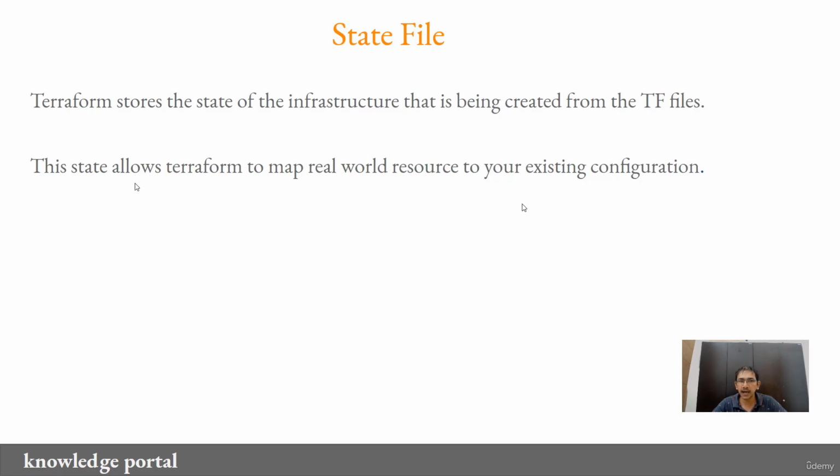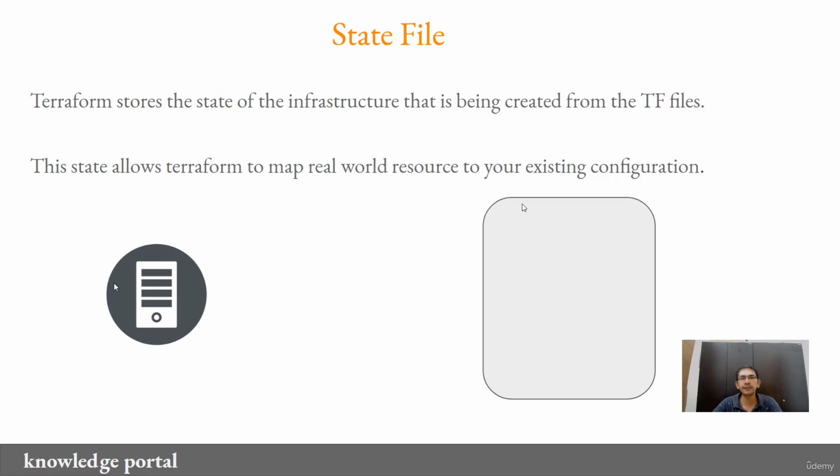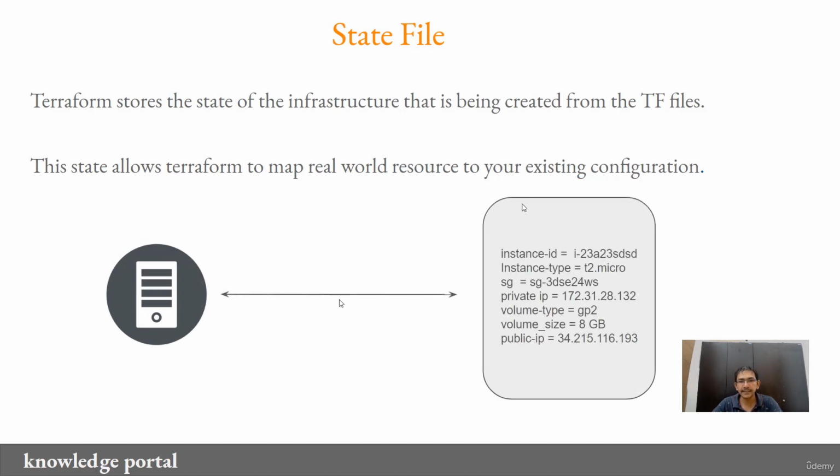And this state allows Terraform to map the real world resources to your existing configuration. We'll be discussing this in more detail in the upcoming few videos. But at a high level overview, just remember that whenever you create a resource, let's say you have created a resource of EC2 instance, Terraform behind the scenes also stores the information associated with this resource in a file called the Terraform state file.